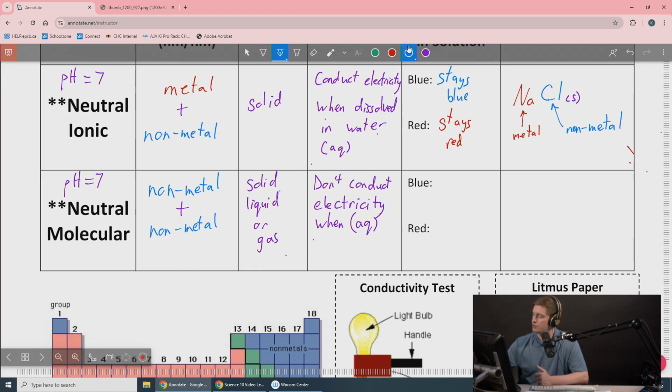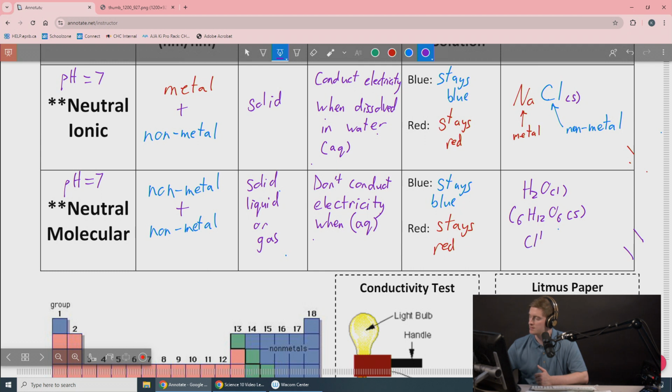They are still neutral, so blue litmus paper stays blue, and red litmus paper stays red. And an example of this would be water, two nonmetals. H2O, which is a liquid, but then we also have other examples like glucose, which actually has 3 different nonmetals, and that's a solid, or you can have a gas like methane.